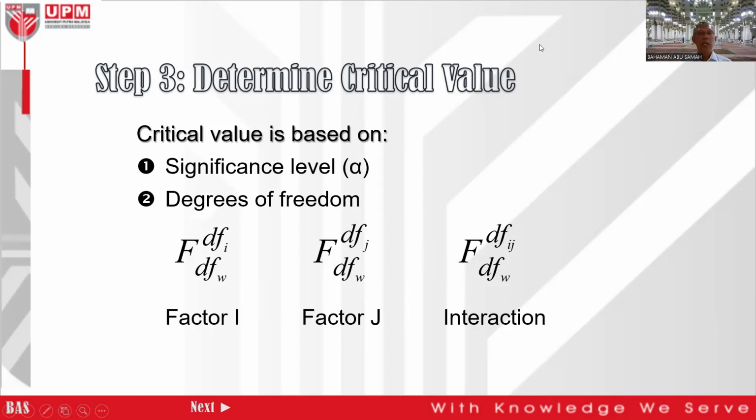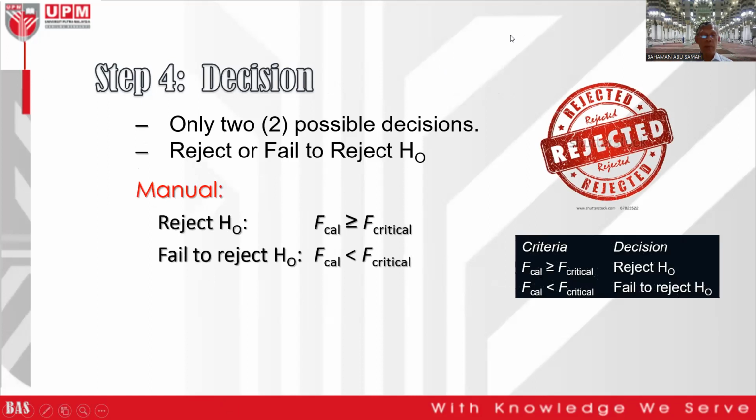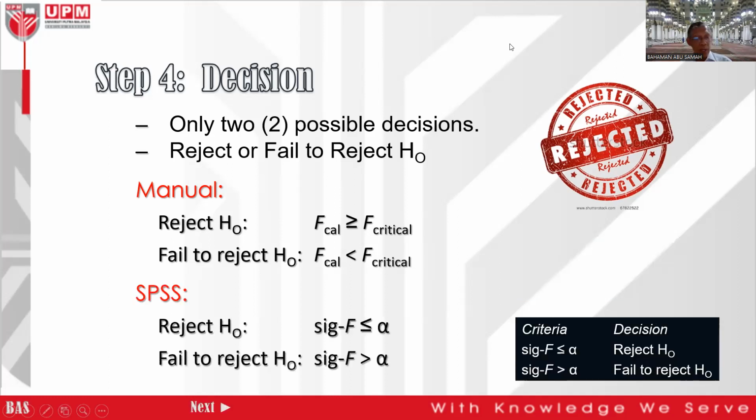Next will be our decision. Decision will use the same decision criteria that we have applied earlier. We are discussing manual calculation currently, so we just compare the F calculated against F critical. If it is bigger than or equal to, reject H0. If it is less than, then fail to reject H0. That will be for manual calculation. But if you were to run SPSS, then we don't compare F calculated against F critical, but instead, we just compare the significant F value from our SPSS output against alpha.